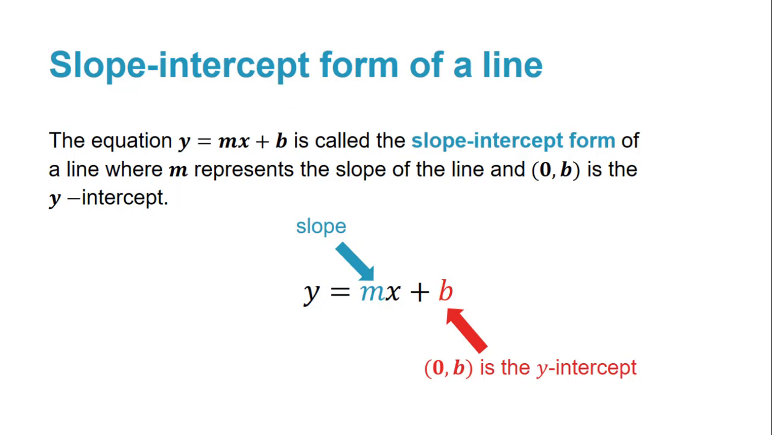So the important part of that discussion is the fact that if you have an equation in the form y equals mx plus b, this is called the slope-intercept form of a line, where m represents the slope of the line and b is the y-intercept.